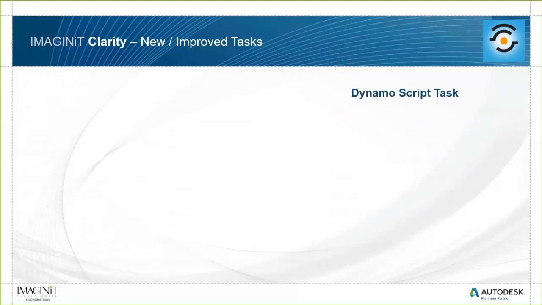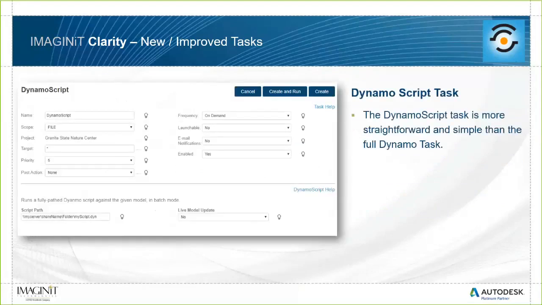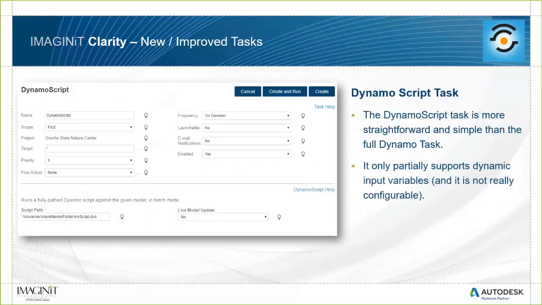And also here we have a kind of a newer Dynamo script task. This is a simpler one. This is more straightforward and simple than the full Dynamo task. So this does have some limits, but it does support some dynamic input, but you can't really generally configure it very much. Again, this is meant for some high-level, quick, simple Dynamo scripts. But it's a quick and efficient way to run those scripts against your models in the project there, either automatically or on demand.